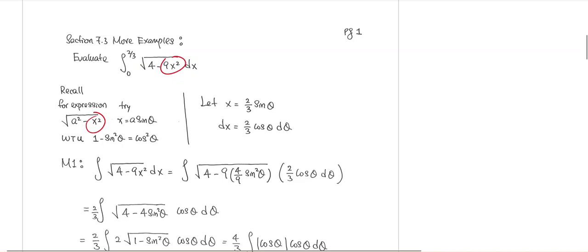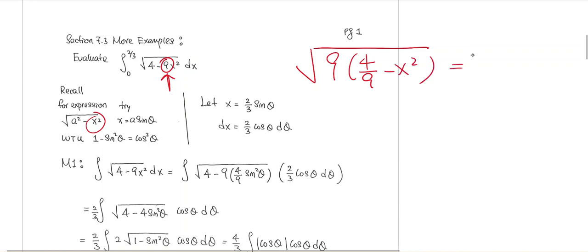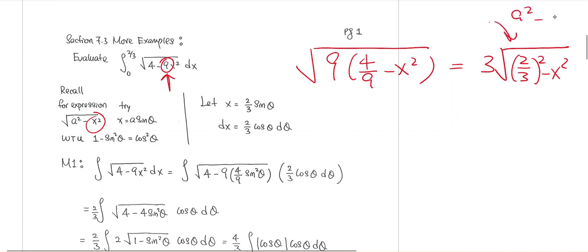So one way to deal with it is to do some algebra to clear up these complications. In order to get rid of the 9 and have a 1 minus x squared, you should choose to factor out the 9 so that you have 4 over 9 minus x squared. Because the square root of 9 is 3, this is nothing but this. And 4 over 9 can be written as 2 over 3 squared, and then minus x squared. From here, you have the form a squared minus x squared.